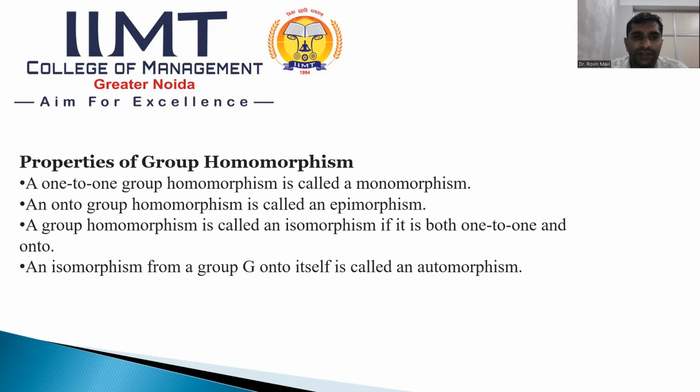Properties of group homomorphism. A one-to-one group homomorphism is called a monomorphism. An onto group homomorphism is called an epimorphism. A group homomorphism is called an isomorphism if it is both one-to-one and onto. An isomorphism from a group G onto itself is an automorphism.